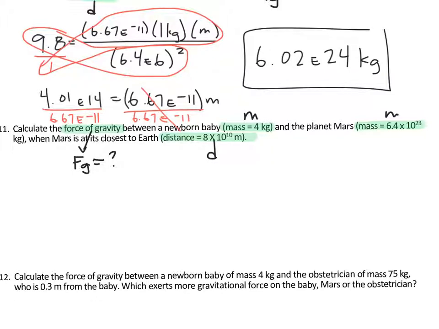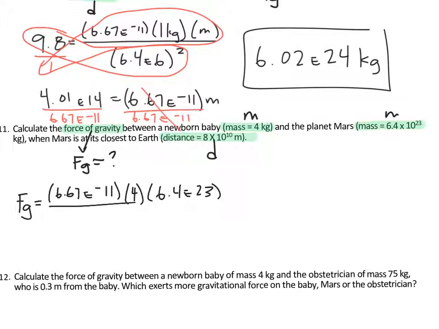My force of gravity now is unknown, and that's equal to big G, which is 6.67 times 10 to the negative 11, times my first mass, which is the mass of the baby, times my second mass, which is the mass of Mars, which was 6.4 times 10 to the 23rd, all divided by the distance, which is 8 times 10 to the 10 squared. Now this is a little bit easier.